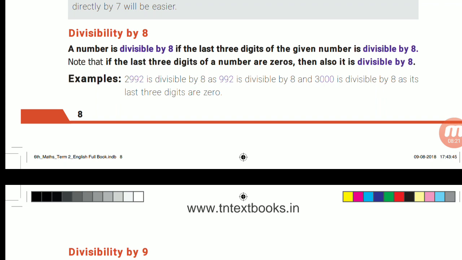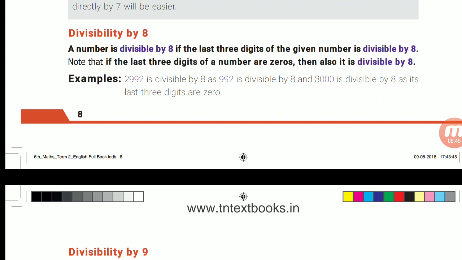Divisibility by 8. If a number is divisible by 8, the last 3 digits of the number are divisible by 8. See, what we saw in 4, the last 2 digits. In the case of 8, we have to see the last 3 digits, ones, tens, hundreds. Okay, so here let us see 2,999. Then 999 is divisible by 8, so the total number is also divisible by 8.